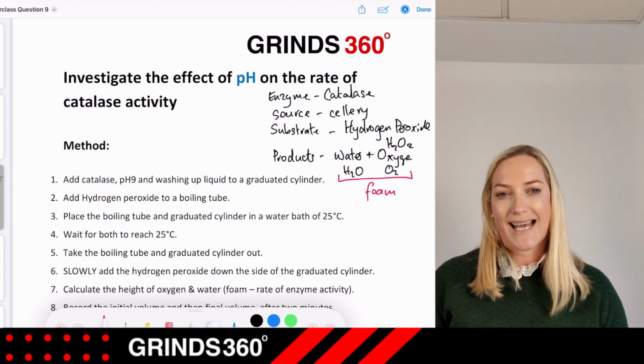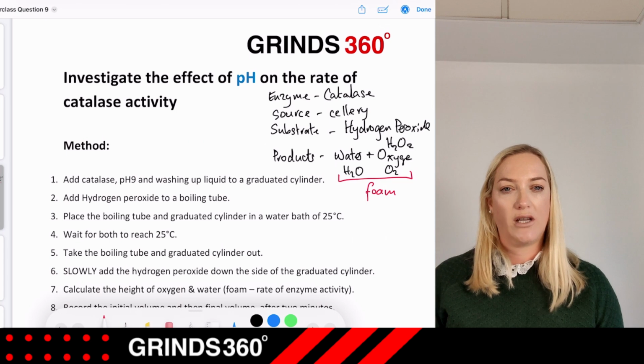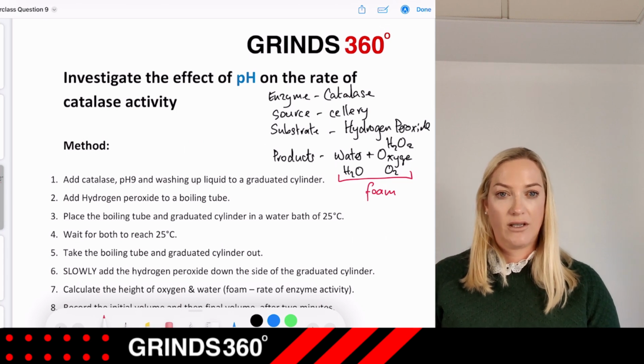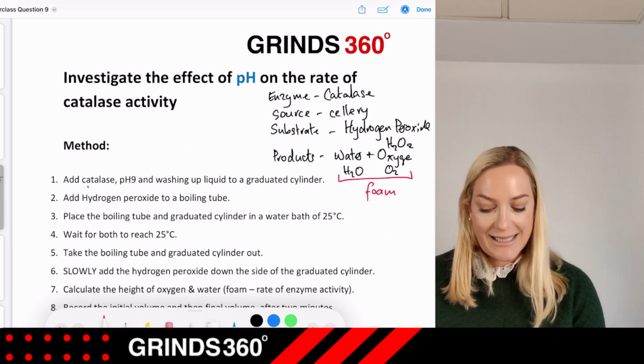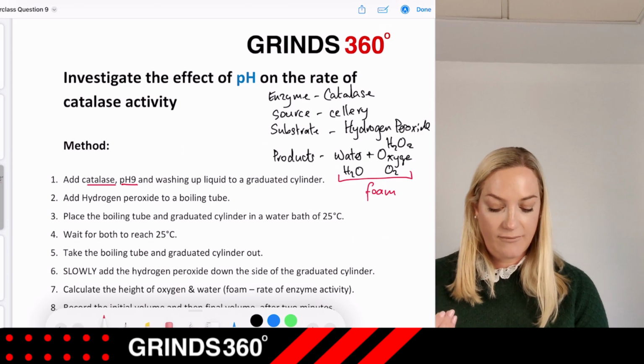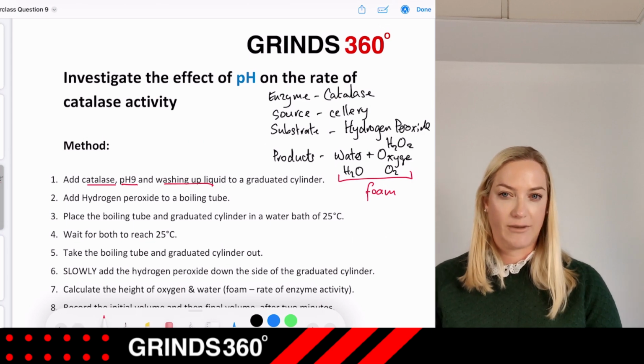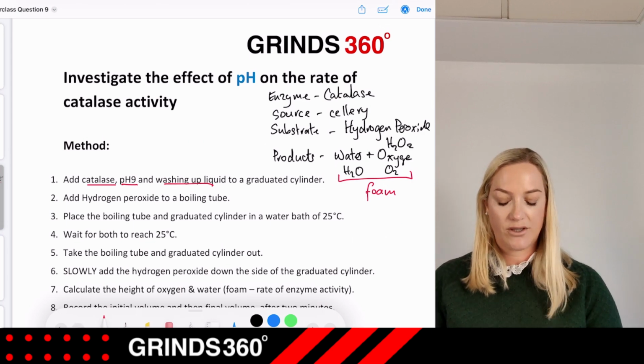Now, in biology, I don't know about the other sciences, but in biology, you do not need to say how many grams or centimeters cubed of catalase you used. So you need to mention you will add catalase, pH 9, and washing up liquid into a graduated cylinder. So that's what you're going to do first.